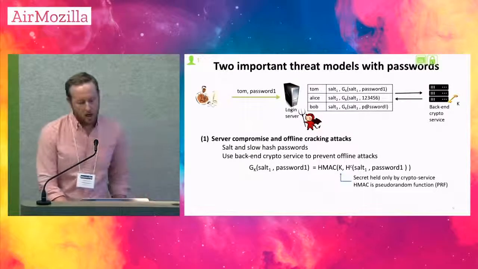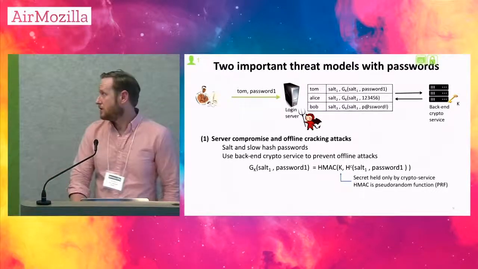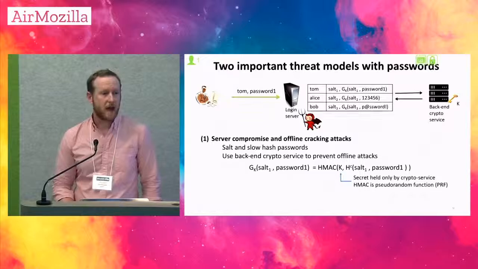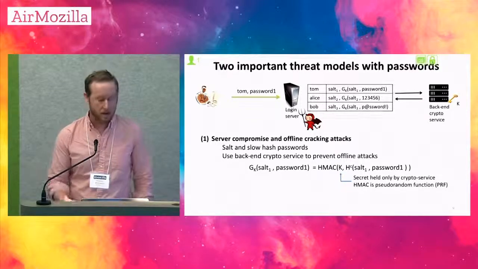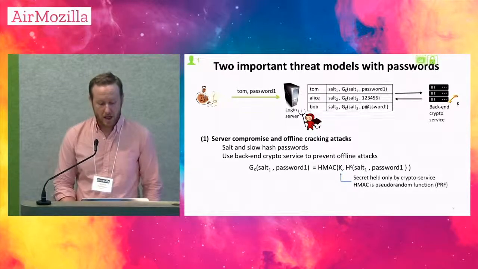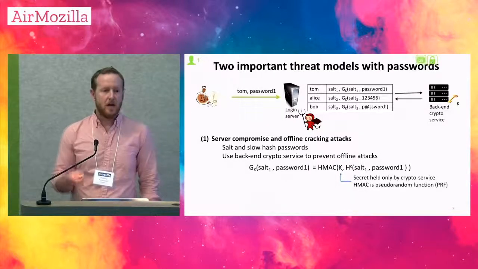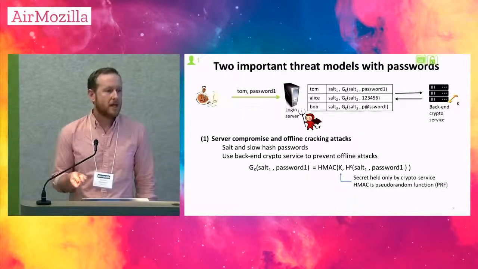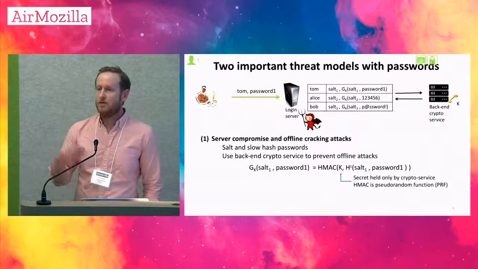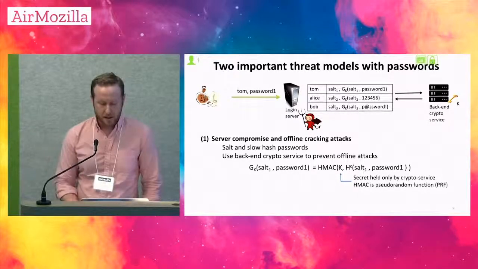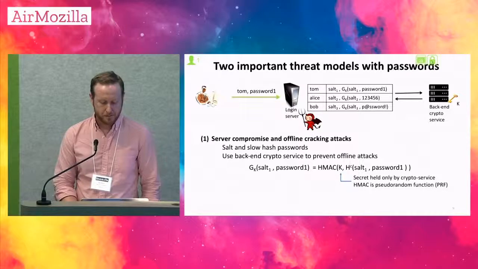So, companies like Facebook and others use just a keyed hash function like HMAC. You can think about this as something like SHA-256. But the point is now that if you get access to that login server and you get access to that database, you can't check password guesses by yourself. You have to go talk to this server, someone who has this cryptographic key K.